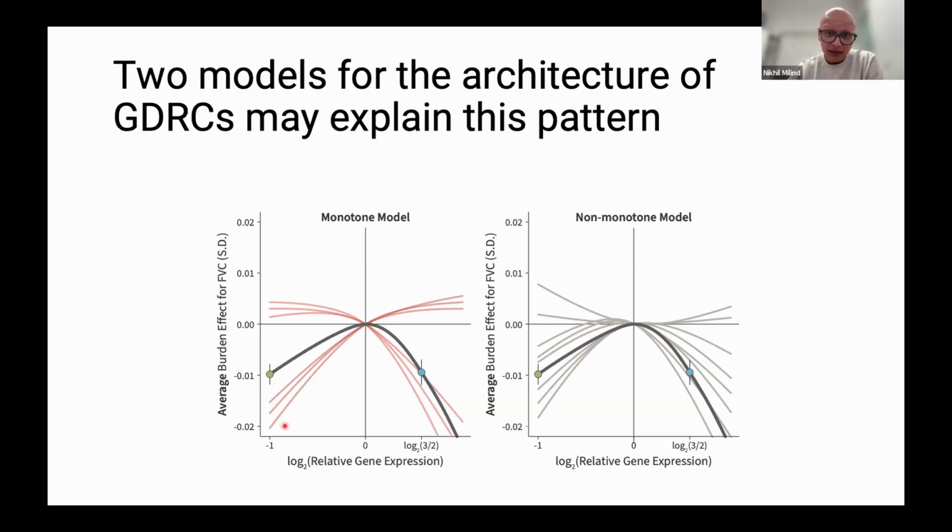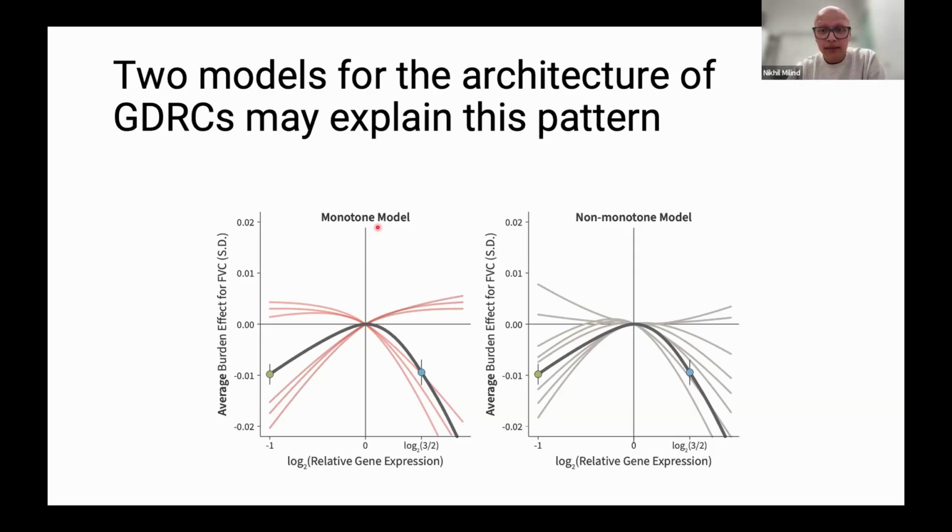But if I ask you to increase forced vital capacity, you're going to have a pretty hard time finding a gene that does that sufficiently for you. So we call this phenomenon trait buffering because it's buffering against one trait direction. In this case, we're buffering against increasing forced vital capacity.